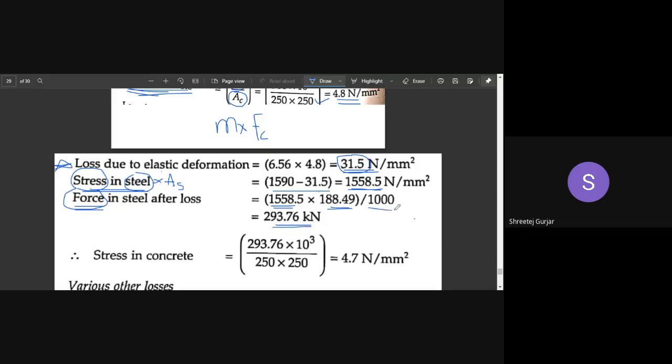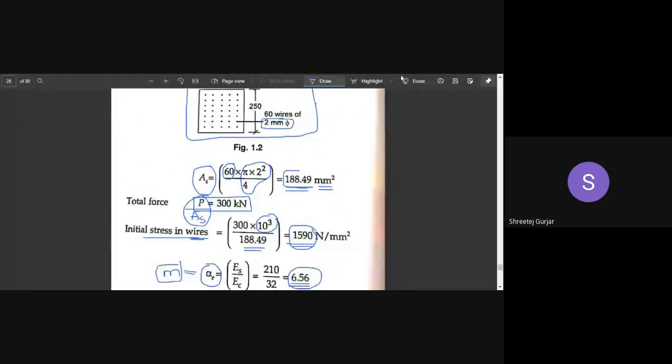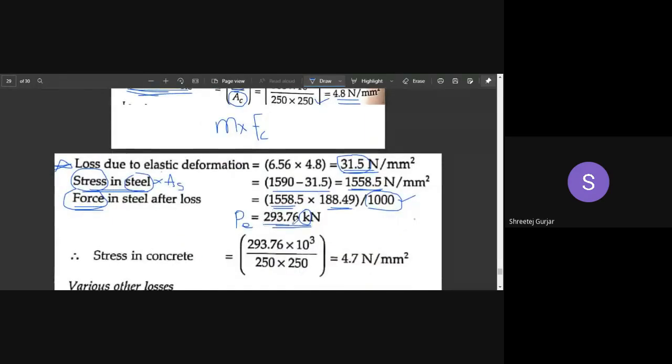If you divide by 1000, you will convert Newton to kilonewton. So they have divided it by 1000 to convert the Newton value to kilonewton. So this is the force after loss, force P, after the elastic loss, 293. How much was the initial force that we had applied? It was 300. But after the loss, it has gone down to 293. So now we have got the force in steel after losses.